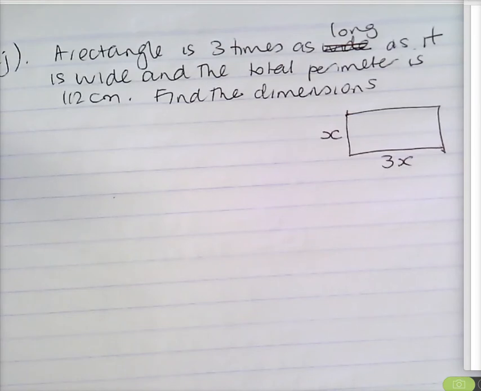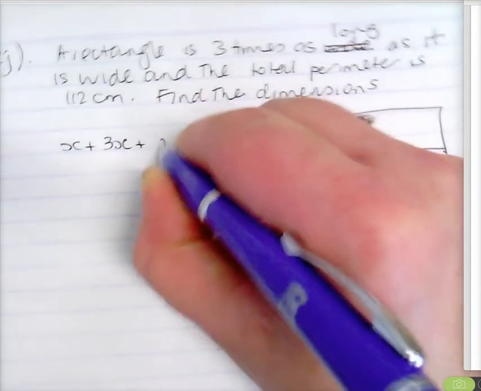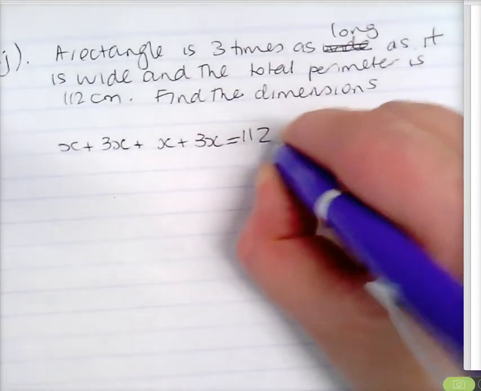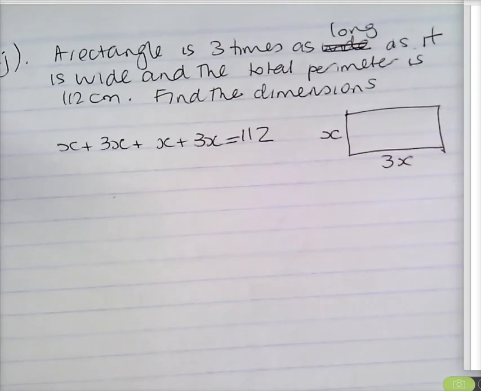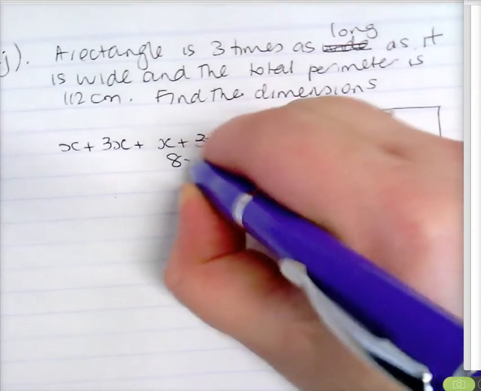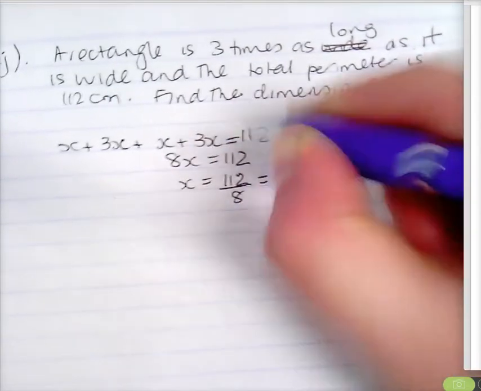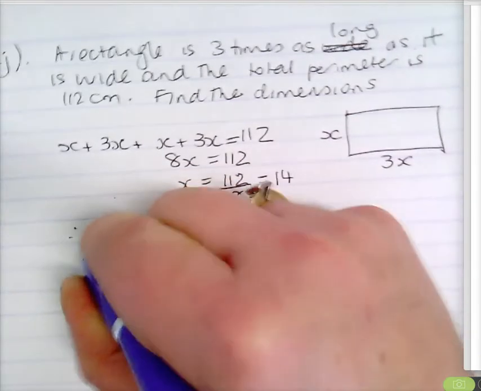Now what do I do? Yeah, good. So x plus 3x plus x plus 3x is 112. So with certain types, I think it's easier to use the one pronumeral. 8x equals 112. X is 112 divided by 8, which is 14.